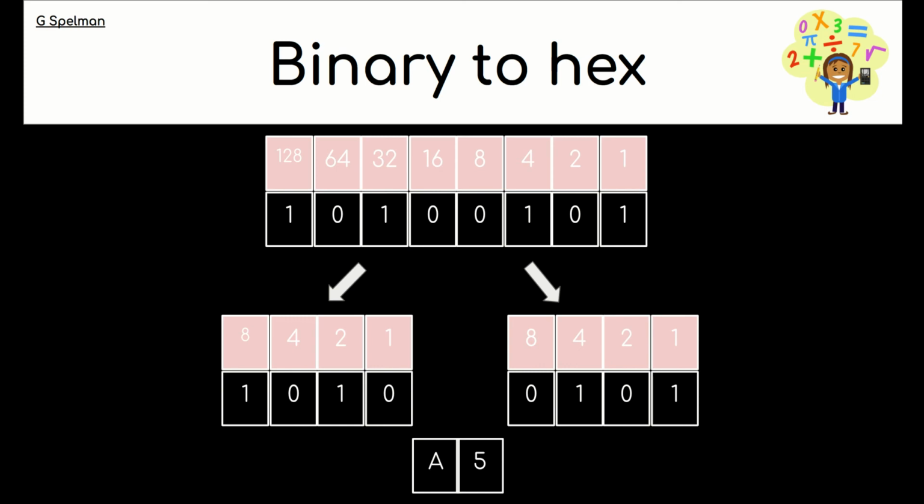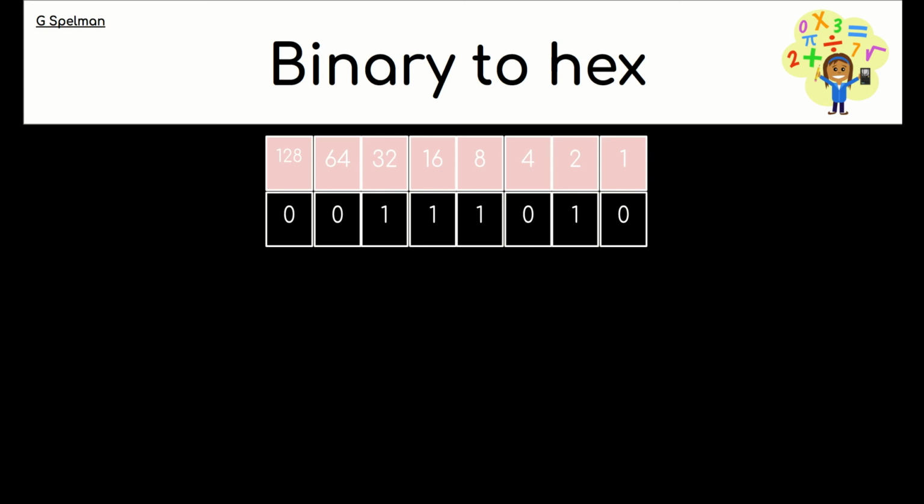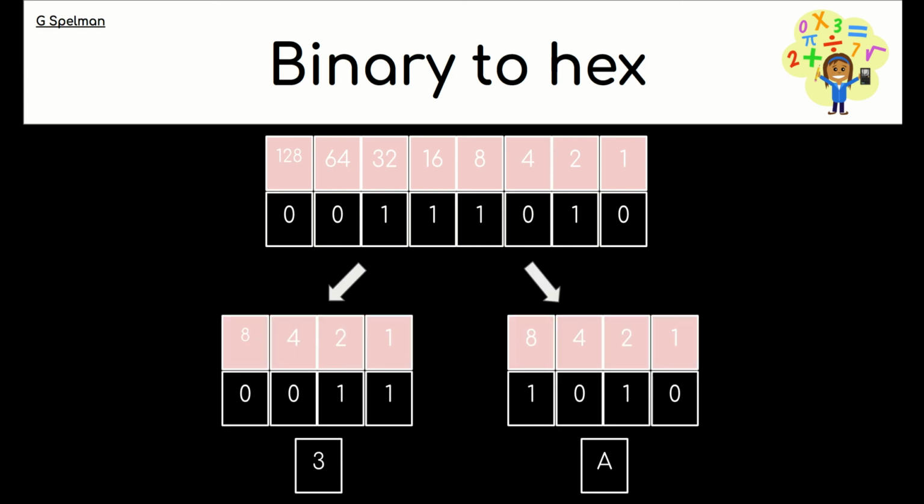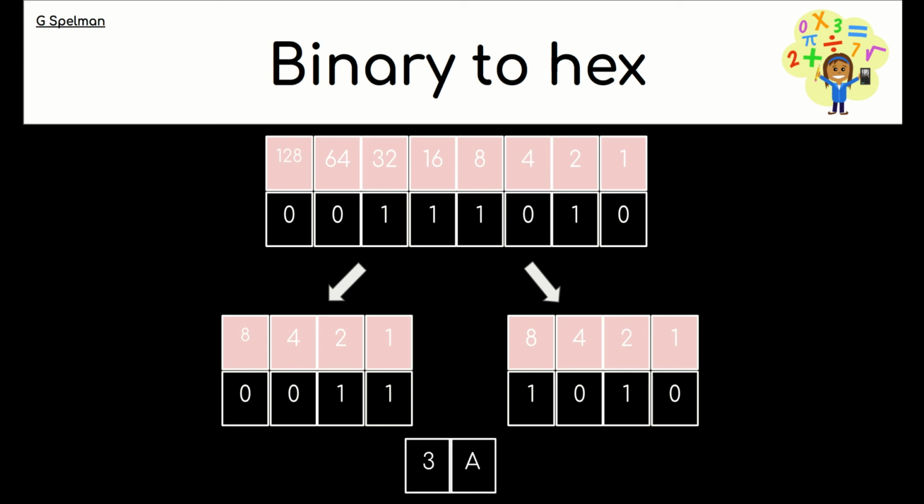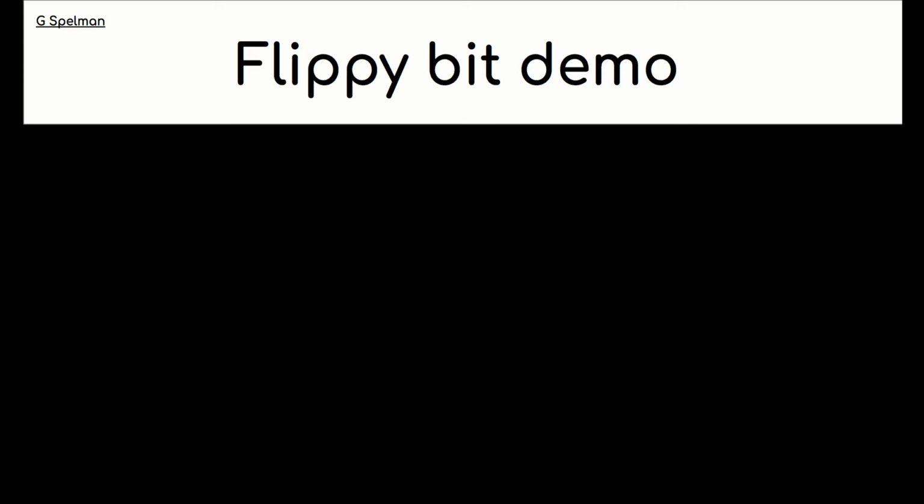Okay, let's try another one. If you pause the video and have a go at this, and now I'm about to reveal the answer. So we've split them into two nibbles, relabeled the columns, and we've got 1, 1 on the left, which is 3, and 1, 0, 1, 0 on the right, which is A. And now we're going to squash those back together again.